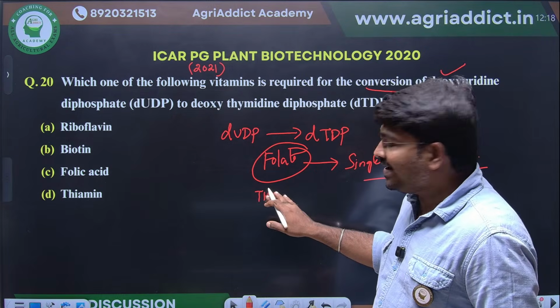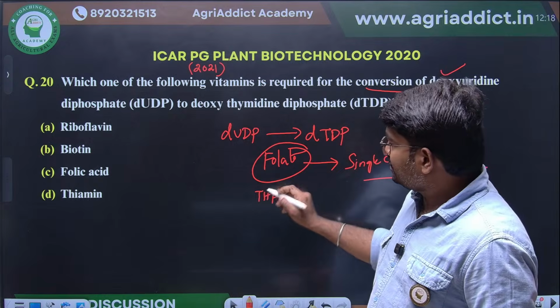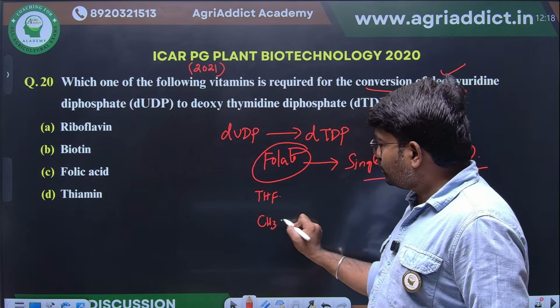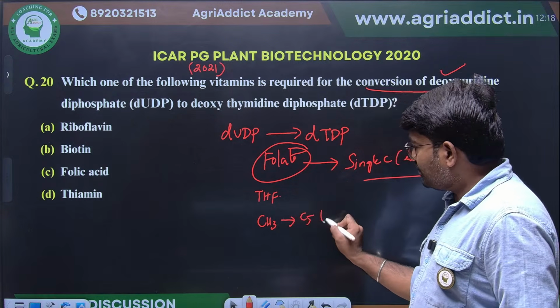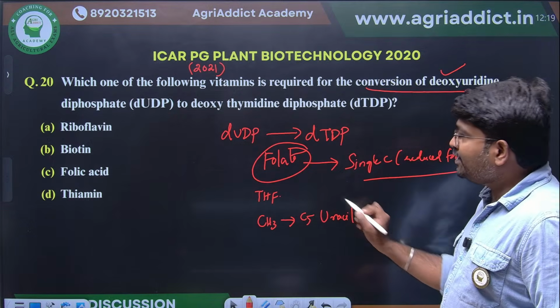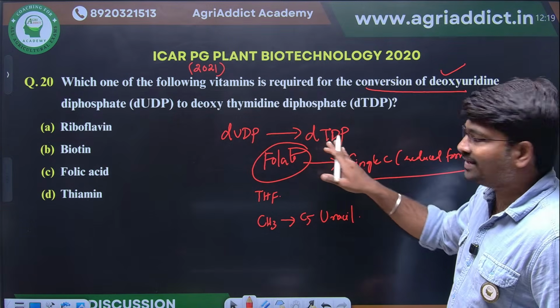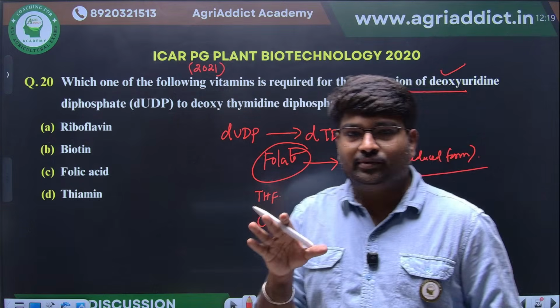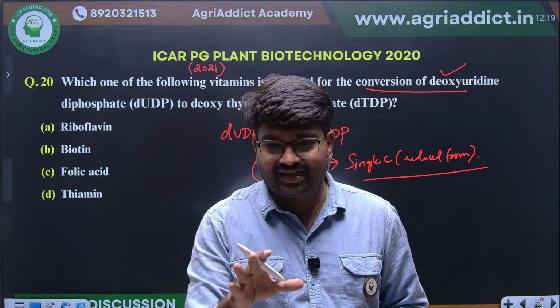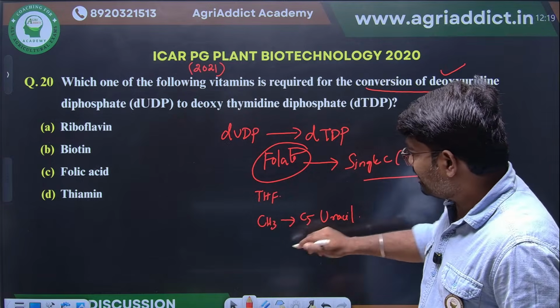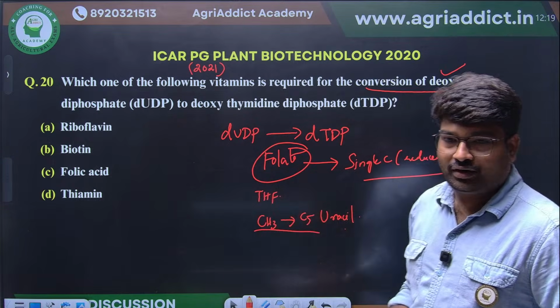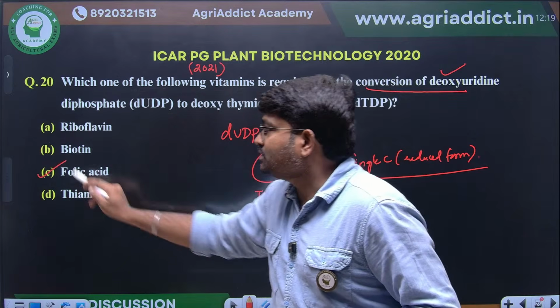This will donate a methyl group, CH3 group, to carbon 5 of the uracil molecule. We know the basic difference between uridine and thymine is what? At the fifth position we have an extra CH3 group. This will be donated by tetrahydrofolate. That's why folic acid is involved there.